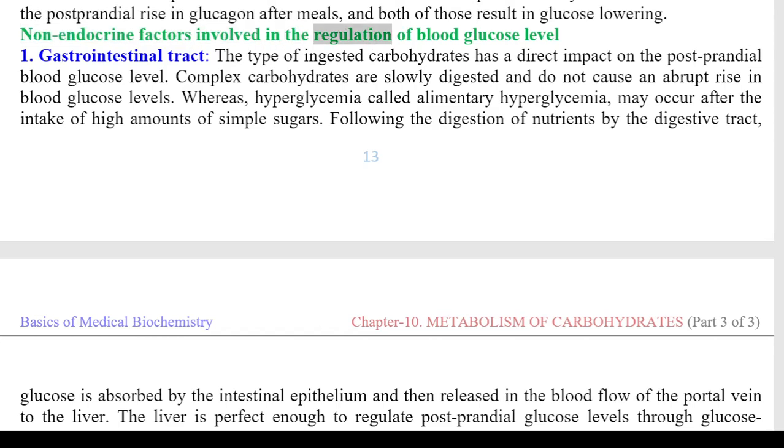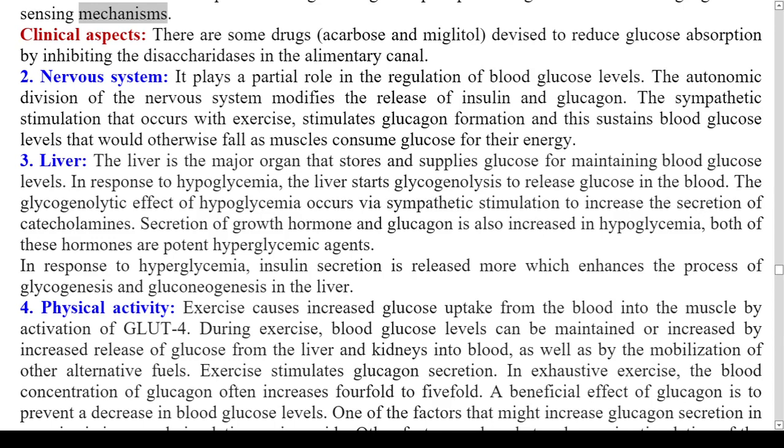Non-endocrine factors involved in the regulation of blood glucose level. 1. Gastrointestinal tract. The type of ingested carbohydrates has a direct impact on the postprandial blood glucose level. Complex carbohydrates are slowly digested and do not cause an abrupt rise in blood glucose levels. Whereas hyperglycemia, called alimentary hyperglycemia, may occur after the intake of high amounts of simple sugars. Following the digestion of nutrients by the digestive tract, glucose is absorbed by the intestinal epithelium and then released in the blood flow of the portal vein to the liver. The liver is perfectly able to regulate postprandial glucose levels through glucose sensing mechanisms.